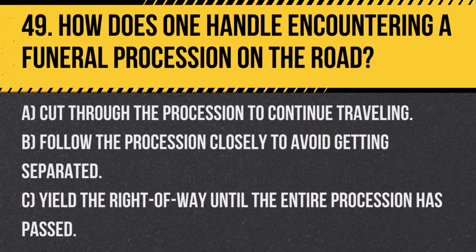Question 49. How does one handle encountering a funeral procession on the road? A. Cut through the procession to continue traveling. B. Follow the procession closely to avoid getting separated. C. Yield the right of way until the entire procession has passed. Answer C. Yield the right of way until the entire procession has passed. It's respectful and often legally required to allow a funeral procession to pass uninterrupted.